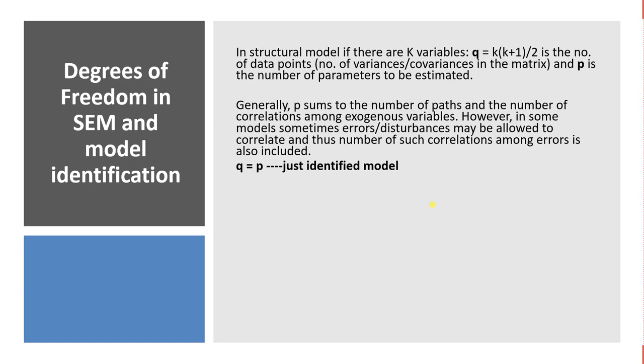If q is equal to p, it means the degrees of freedom is 0. The model is just identified. If q is greater than p, then there is a positive degree of freedom and the model is over-identified, and we are interested in this over-identified model. And if q is less than p, then it is an under-identified model.